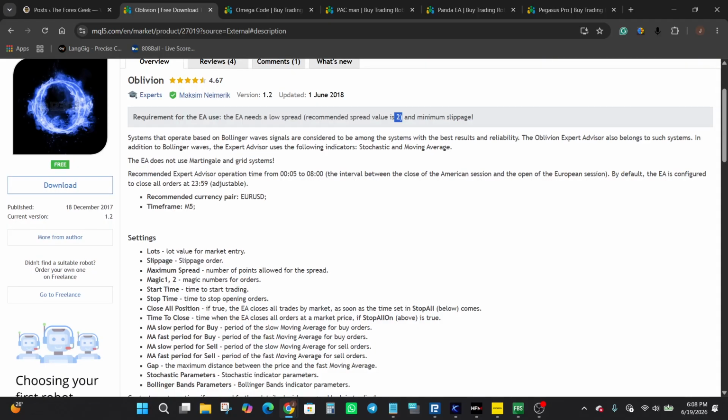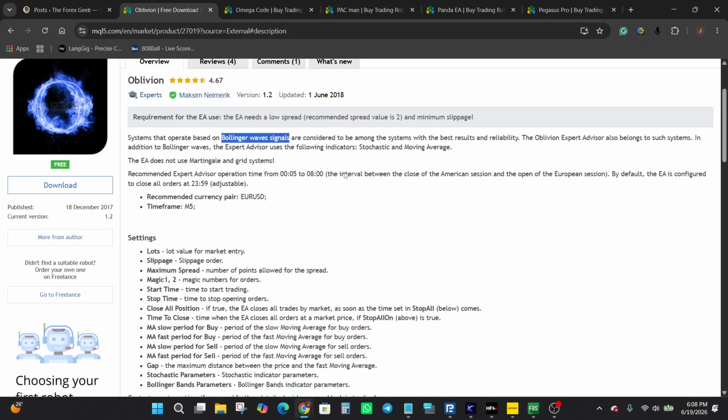Moving further into the description, the developer explains that the EA is based primarily on Bollinger wave signals. In addition to Bollinger Bands, it also incorporates stochastic and moving average indicators as part of its decision-making process. Another point worth noting is that the developer specifically states that the EA does not use martingale or grid trading systems, which may be important for traders who prefer avoiding those approaches.